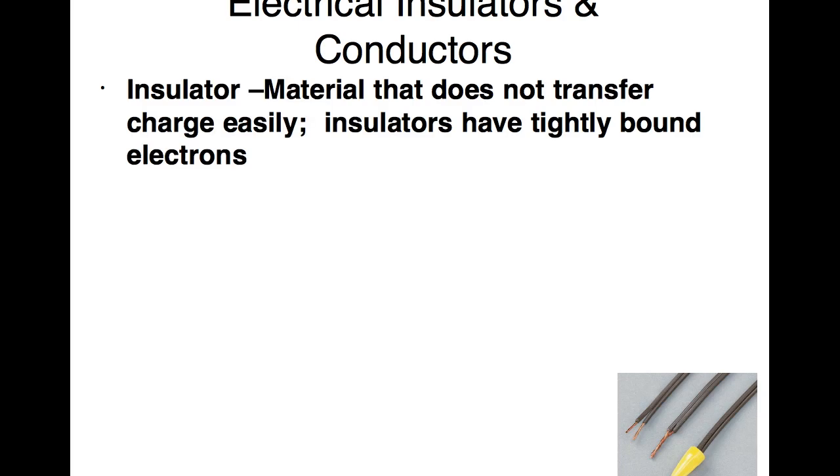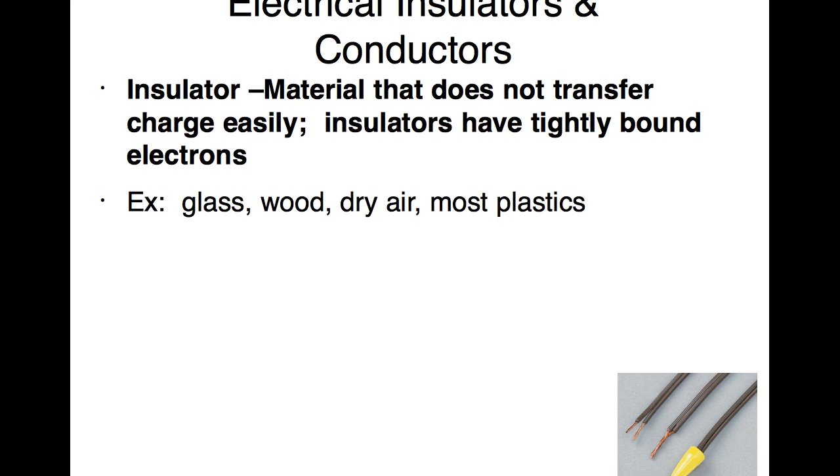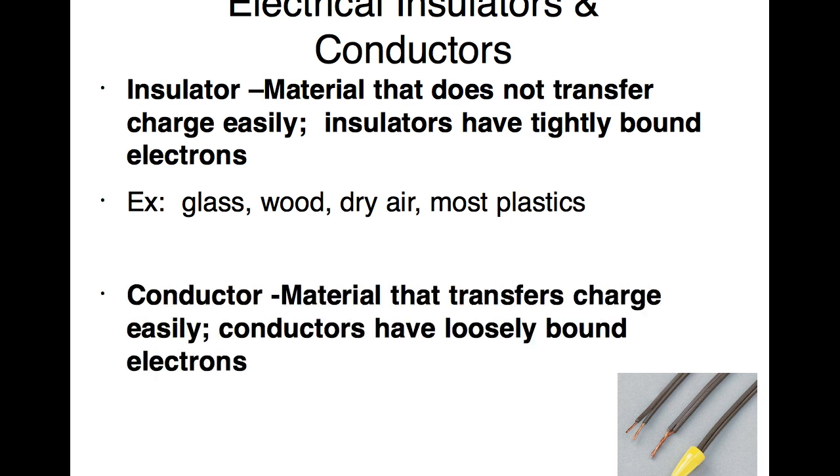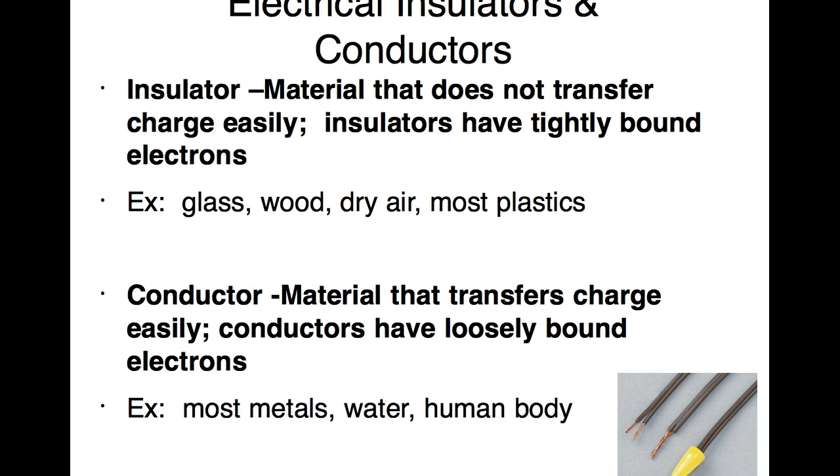An insulator is a material that does not transfer charges easily. Insulators have tightly bound electrons. Examples are glass, wood, dry air, and most plastics. Conductors are materials that transfer charge easily, and they have loosely bound electrons. Examples would be most metals, water, and the human body.